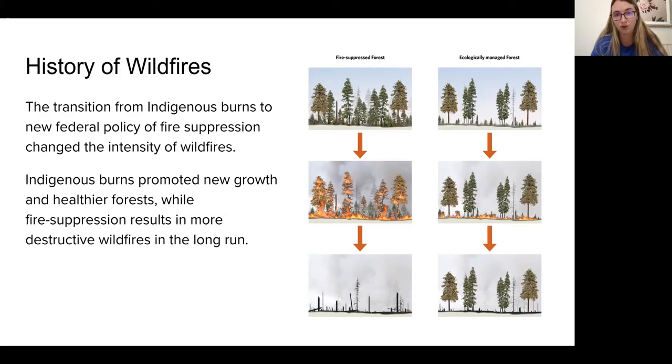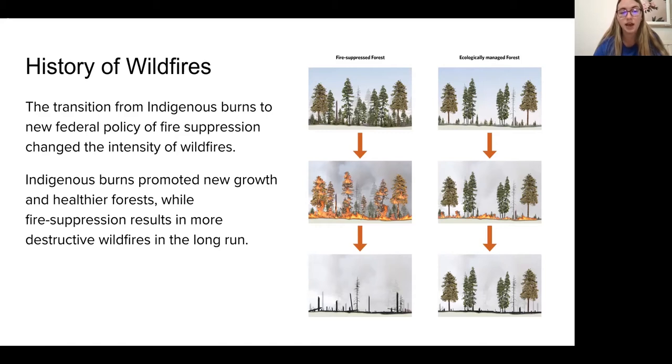The way that we have managed our forests has changed over time, and that has had a direct impact on the severity of wildfires. The way that the forests in the US used to be managed before it was colonized by European settlers was that indigenous people had prescribed burns, where they would intentionally set fire to different parts of the understory of a forest in order to promote that new growth and recycle nutrients back into the soil.